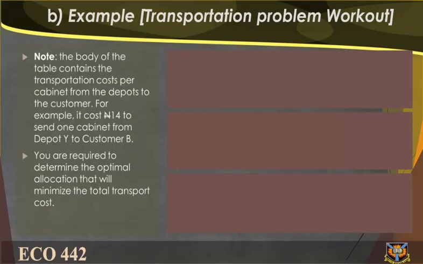Note: the body of the table contains the transportation cost per cabinet from the depot to the customer. For example, it costs 14 naira to send one cabinet from depot Y to customer B. You are required to determine the optimal allocation that will minimize the total transport cost.